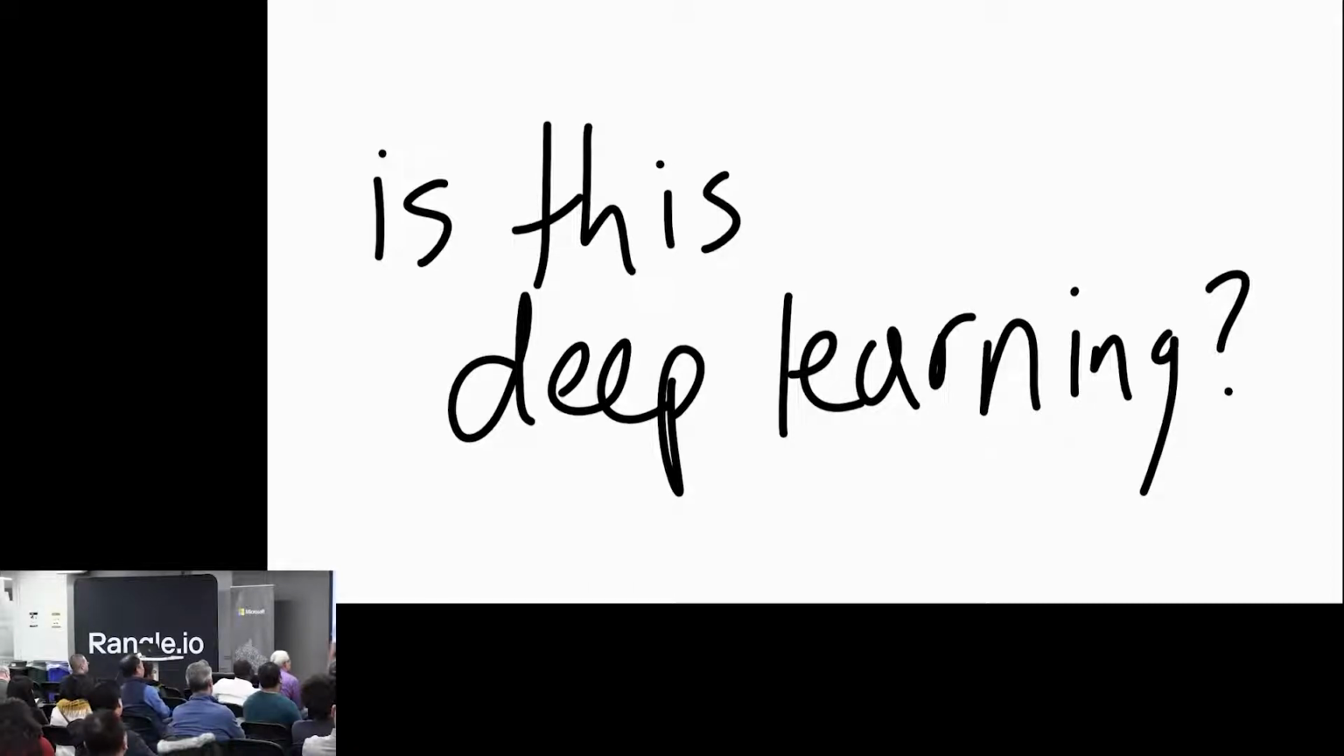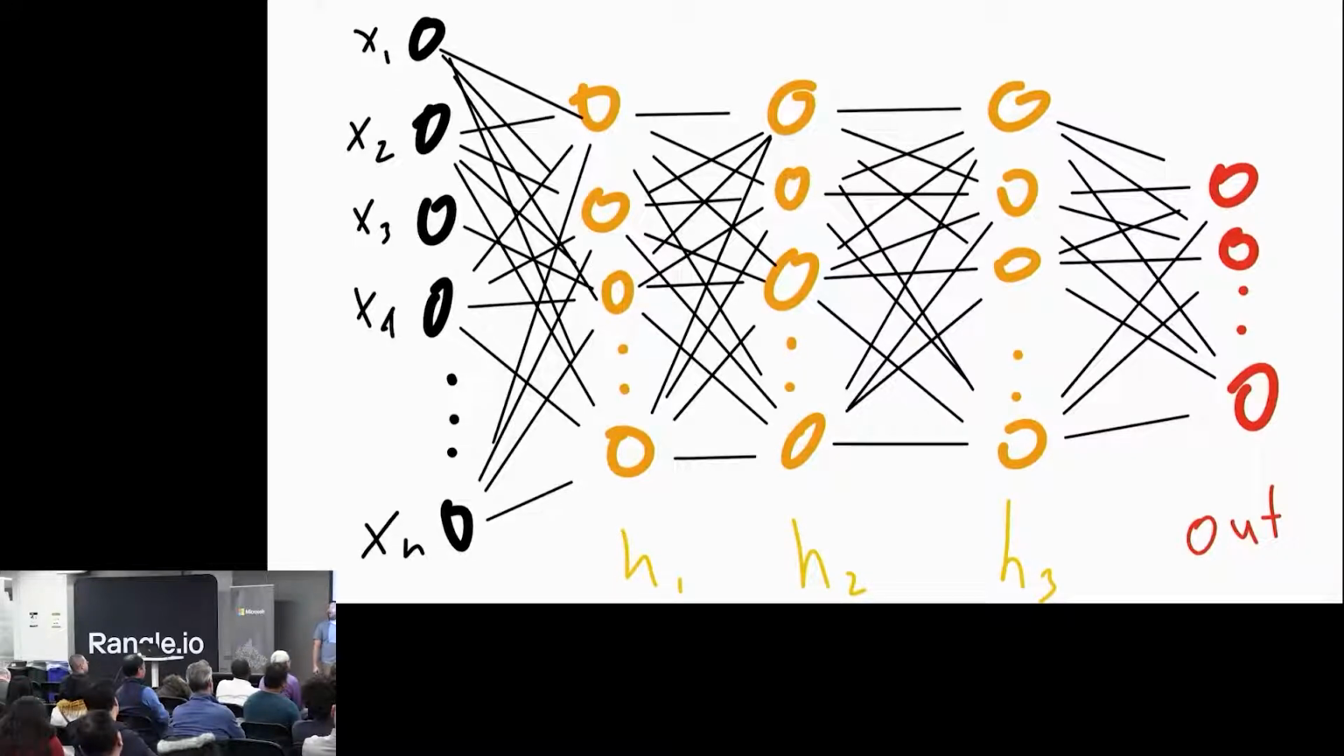It's not a trick question. Right? Most people will tell you no. It's basically a linear model. But what if we stack them? Is this deep learning?